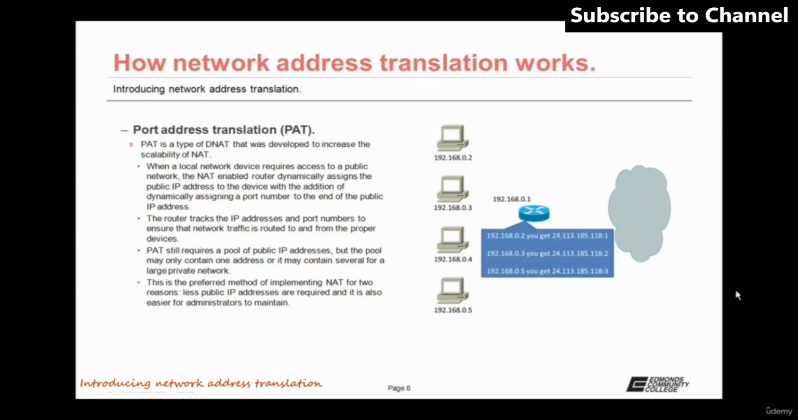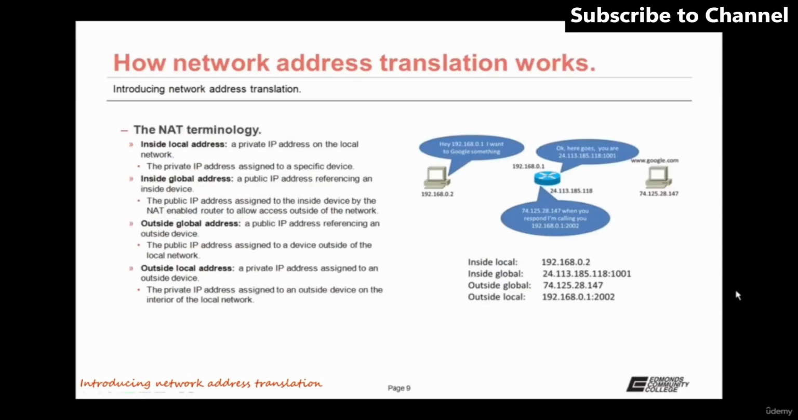The router tracks the IP addresses and port numbers to ensure that network traffic is routed to and from the proper devices. PAT still requires a pool of public IP addresses, but the pool may only contain one public IP address, or it may contain several for a large private network. This is the preferred method of implementing network address translation for two reasons. First off, there's less public IP addresses that are required, and it makes it easier for an administrator to maintain.